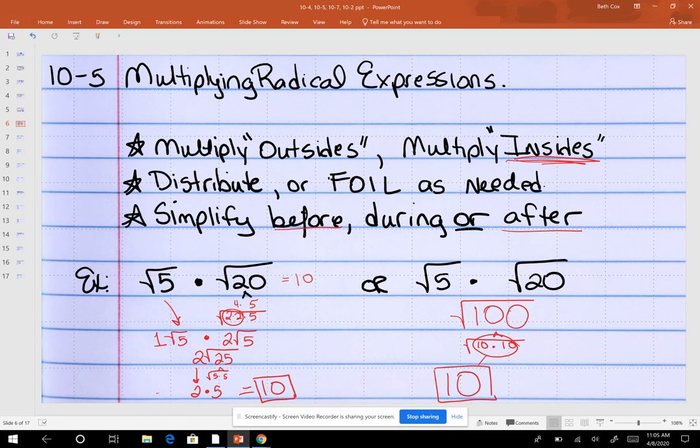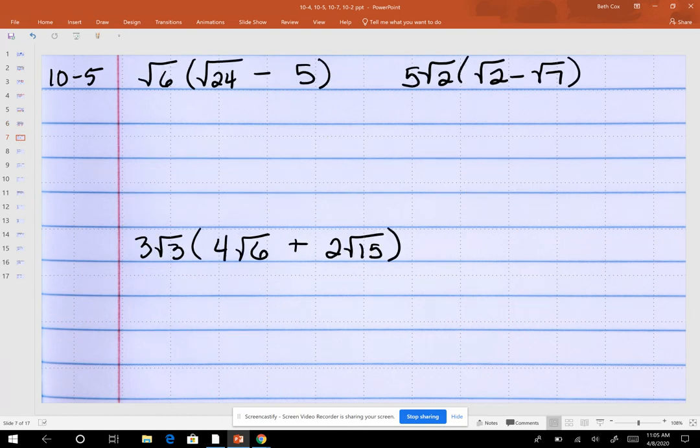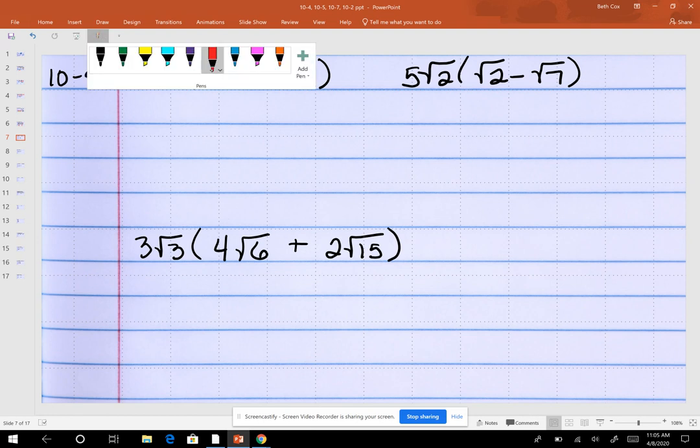So sometimes one is easier than the other. But the idea is that you multiply outside numbers, multiply inside numbers, and you can simplify before, during, or after. Now the one in the middle says distribute or FOIL as needed. Let's check out our next example. Okay, so these require distributing. So we're going to distribute on these.